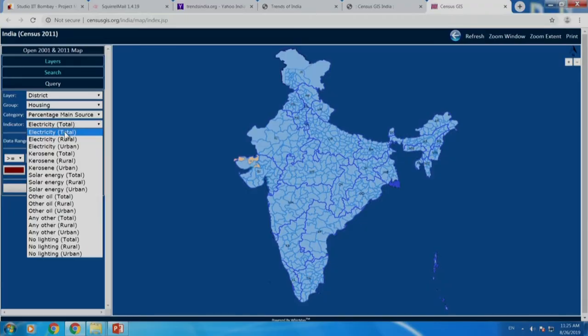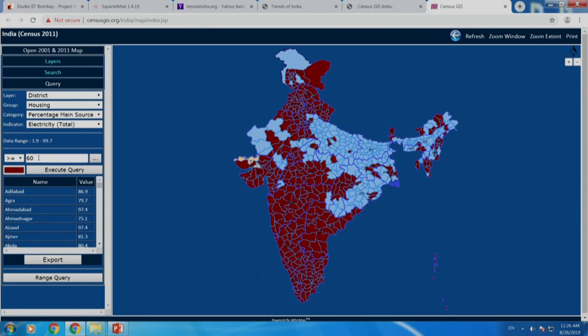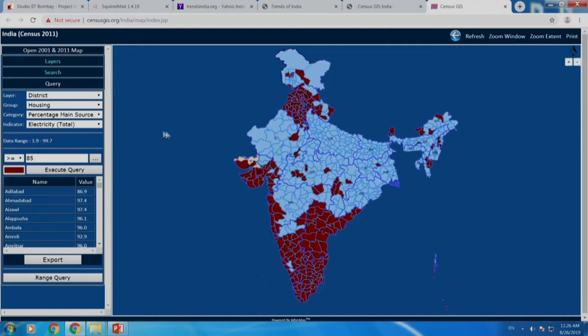So let us first check what is the scenario when it comes to electricity, and do we have districts where electricity is available to more than, say, 60% population. Okay, so I go to 60% and check what has happened. Right, so a good number of houses have electricity. Let us go a little adventurous and go to 85. And then you suddenly see that the number dwindles.